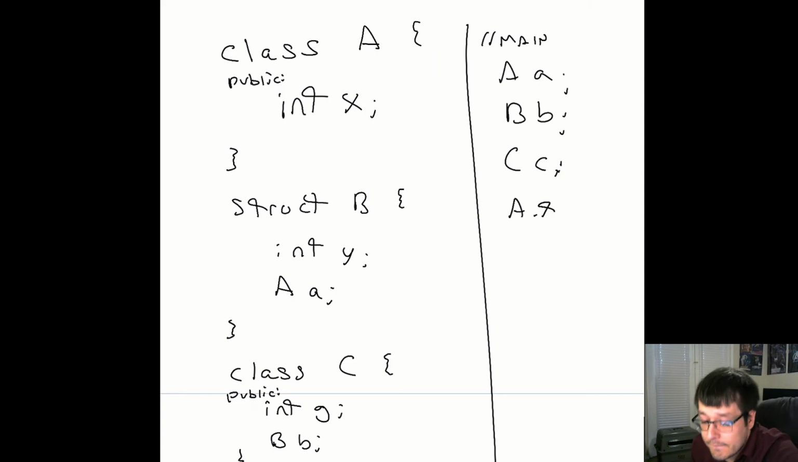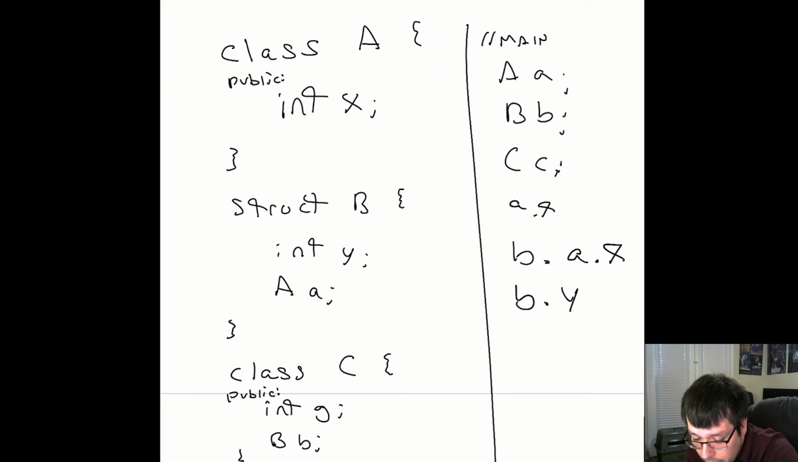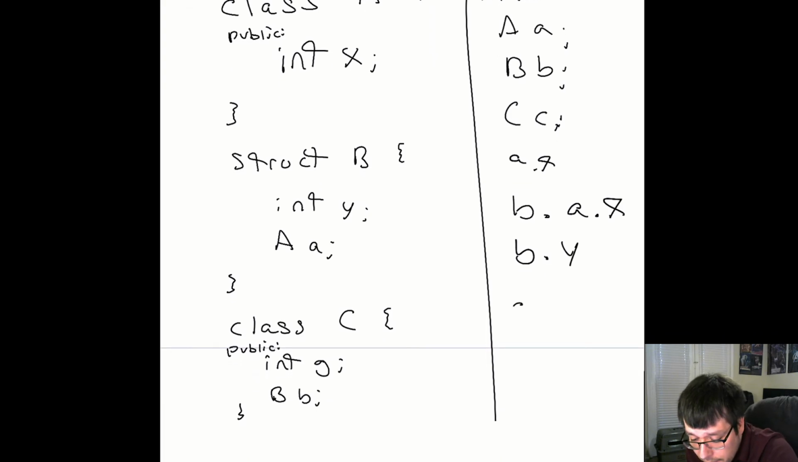So if I want to access, actually lowercase a, not uppercase A, my bad. If I want to access the A inside of B, then you do B.a.x, right? That's that composition we talked about last week. Of course, if you want to access the y, it's just b.y. Now for C, if I want to access the g, it's just c.g.